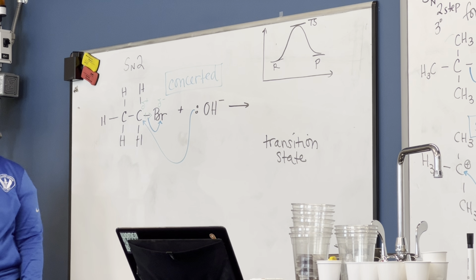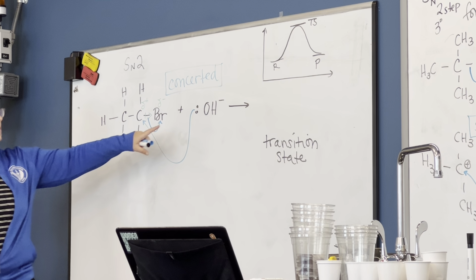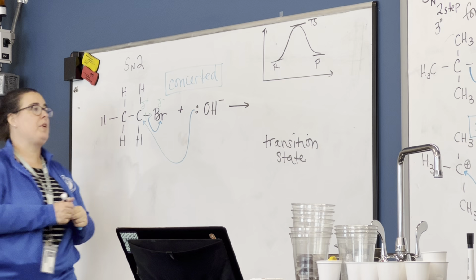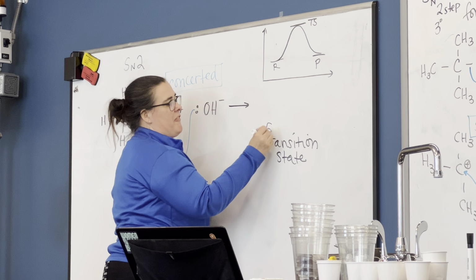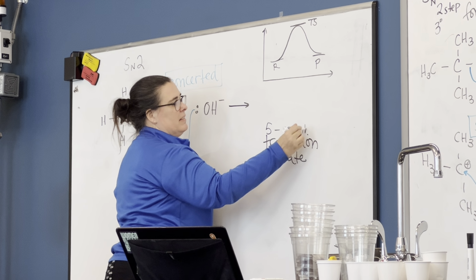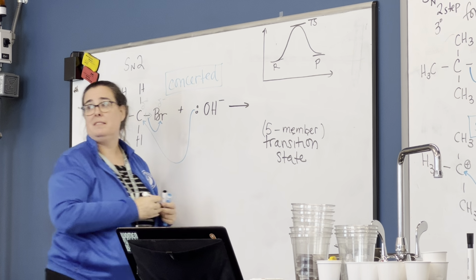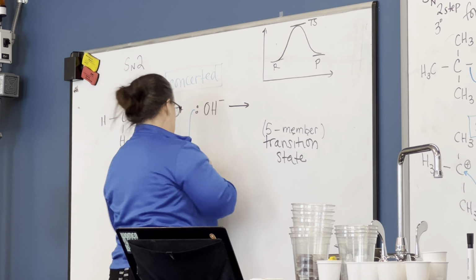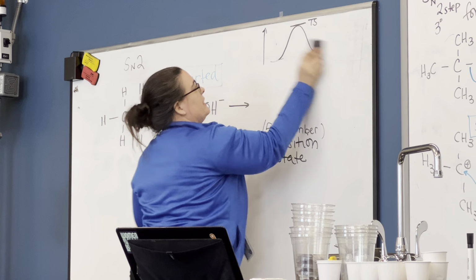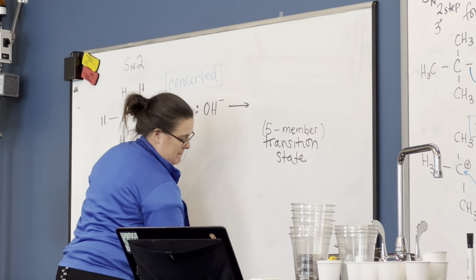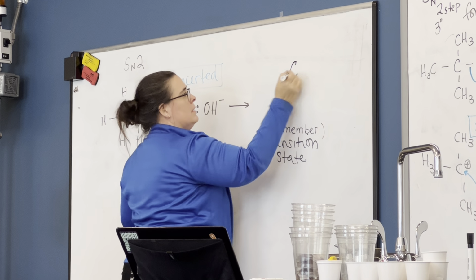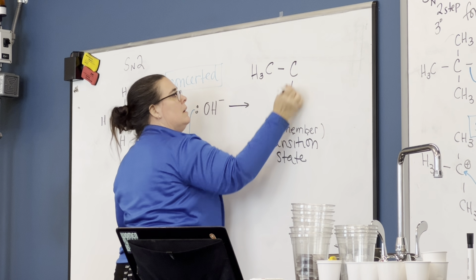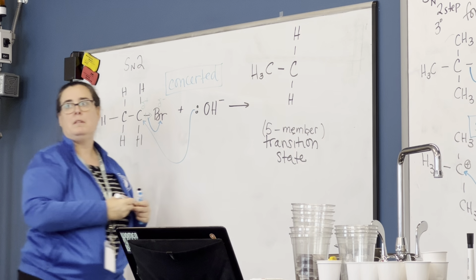So when the new bond forms, at the same time the other bond breaks. And so we draw that. What we're going to do is draw the five-membered transition state. So I'm going to put a carbon in the center. I'm going to erase my reaction profile. So what's the intermediate state? There's no second reaction.